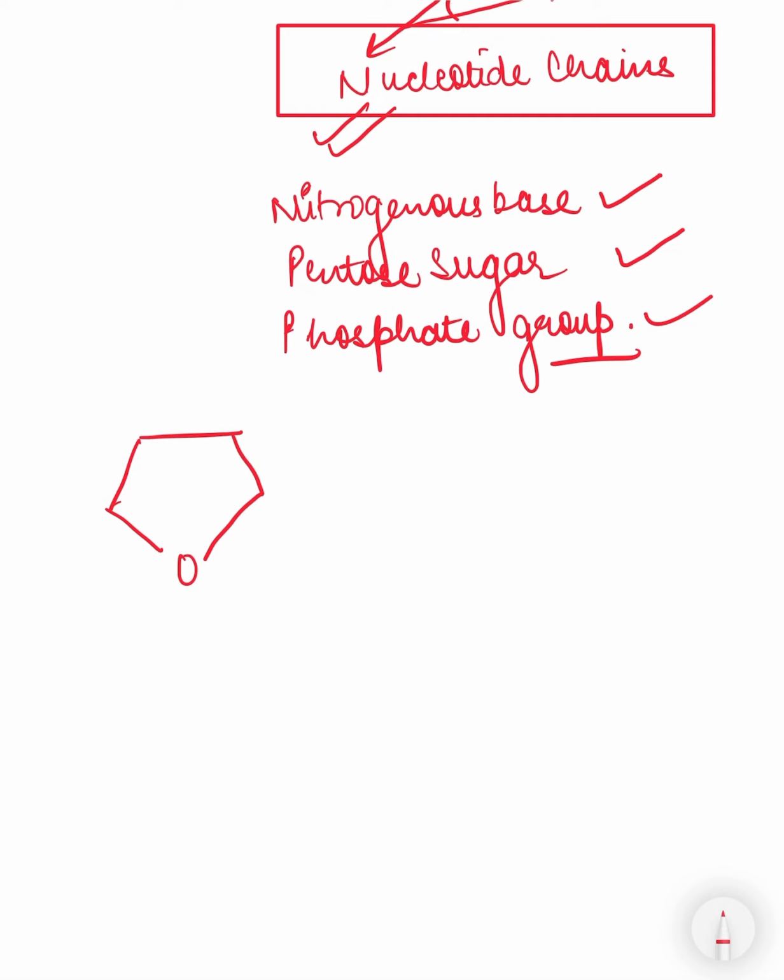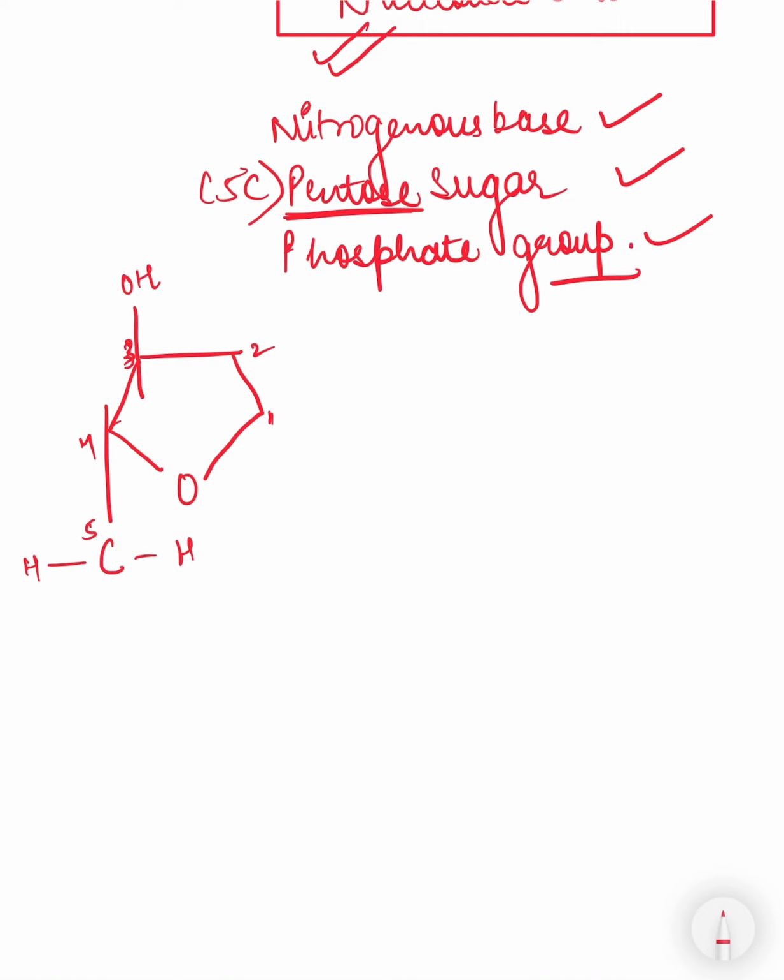This ring is a pentose sugar. Pentose means the sugar which has 5 carbons. So 1, 2, 3, 4, here we have 4 carbons. Now here we have the 5th carbon. On the 3rd carbon we have one OH group which is attached here. Now I talk about the third thing, which is the phosphate group. Here is your phosphate group. This is the structure of DNA.